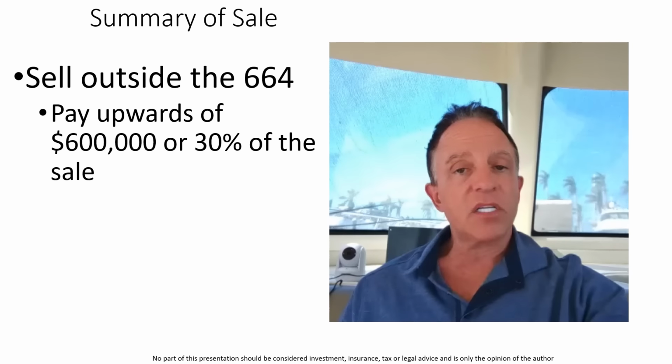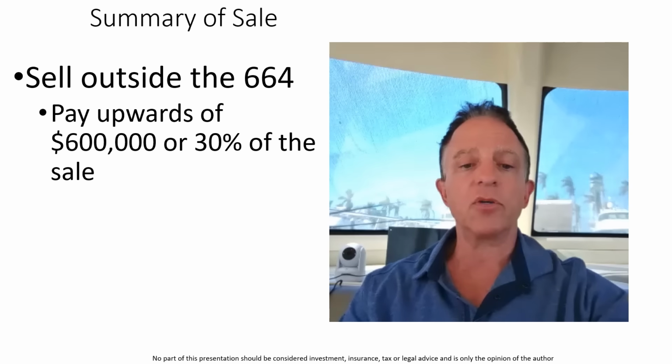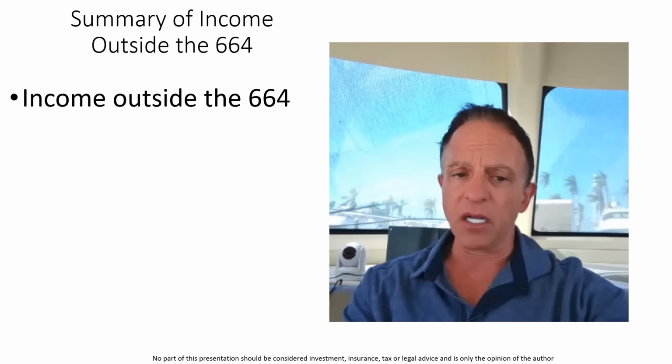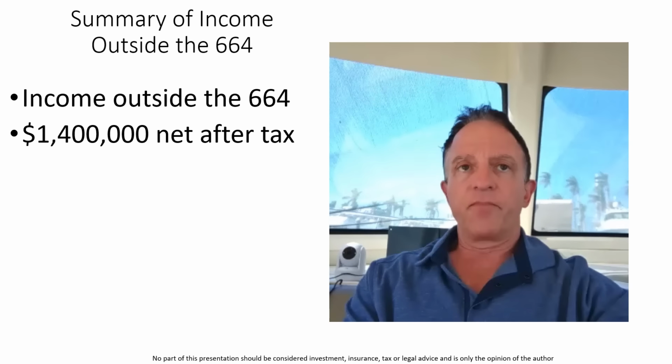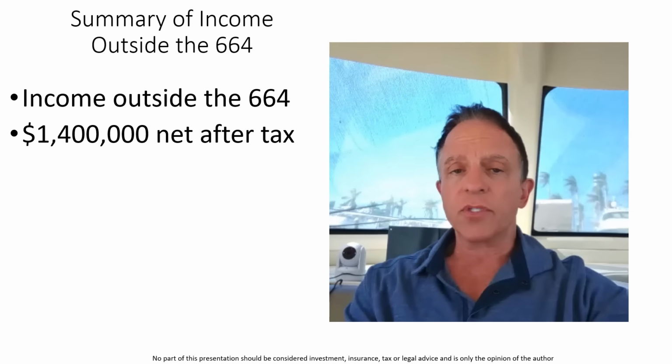So $600,000 isn't the only end result. You're going to see how it affects the income too. So if we sell inside the 664, no tax, no recapture of the depreciation. So let's take a look at the summary of the income. If I take the income, meaning I sold the property outside the 664 trust, so I didn't use it, I'm going to pay my $600,000 of tax.